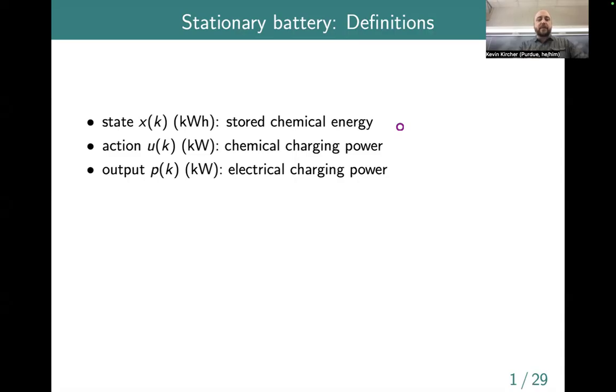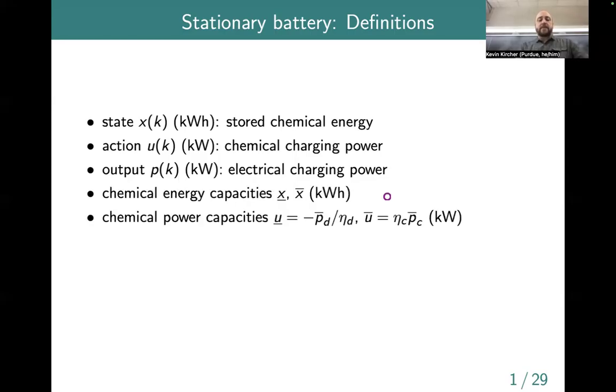So at least in this approach to modeling a battery, we think of the state as the stored chemical energy, the chemical potential energy. The action, the thing that we can determine, the knob that we can twiddle, we think of as being the chemical charging power that we're putting into storage or taking out if we're discharging. And then there's an output, which is the electrical charging power, or if it's negative, the discharging power. And this is what we exchange with the power grid.